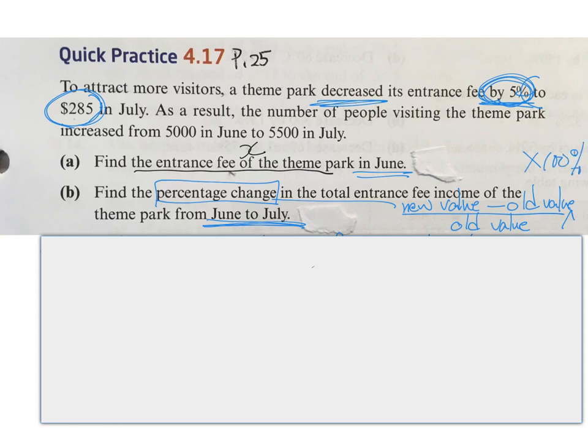So which one is the old value? June is the old value. Which one is the new value? The entrance fee in July is the new value. Therefore, part B, the percentage change is, what is the corresponding new value?